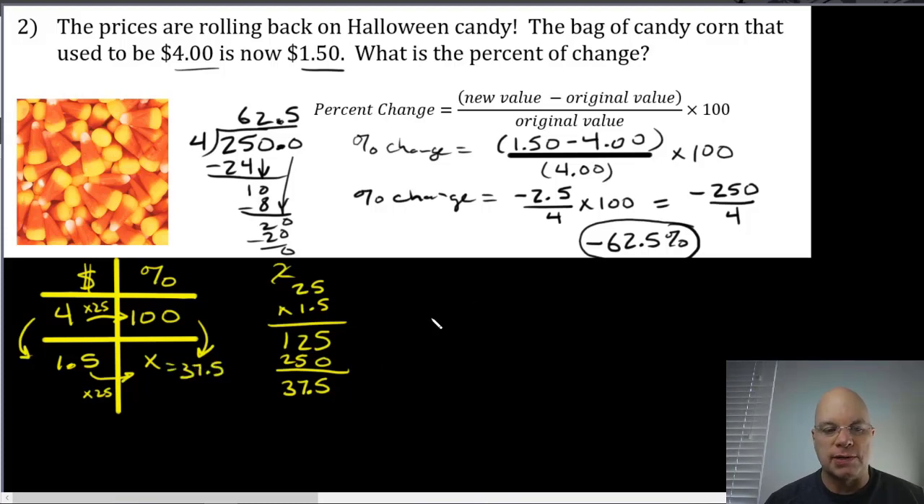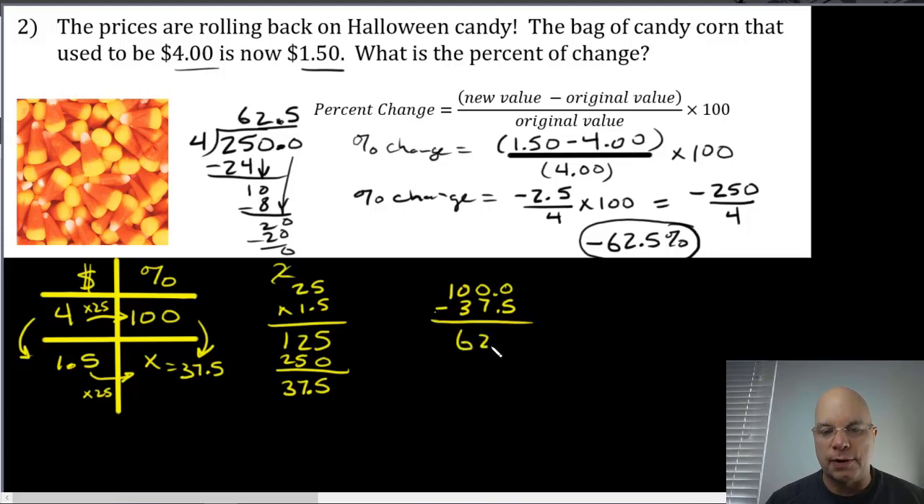You might think, well, why is that not matching our other answer using the other method? Because this is not the percent change. This is the percent represented by the $1.50 price. The $1.50 price is 37.5% of the original price. The percent change is how much did the percent change? It went from 100 to 37.5. So 100 minus 37.5.